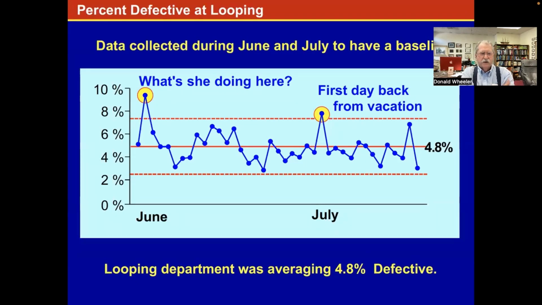During the baseline period of June and July, the departmental average was 4.8% defective at looping. This report card chart shows the looping department, if left unchanged, should be expected to create about 5% defective. But the report card chart does not tell us how to reduce this defect rate. Since the loopers operated independently of each other, the supervisor had to identify which operators needed help.